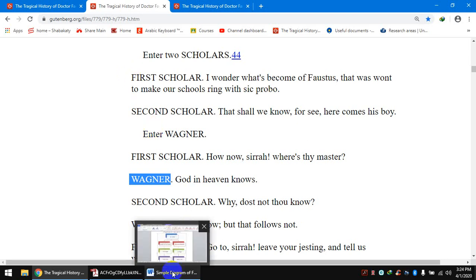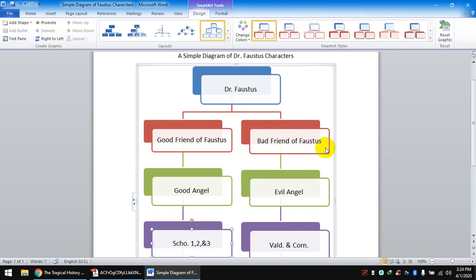I draw here a very simple diagram of Dr. Faustus' character. So here I place Dr. Faustus, and we have here the good friends of Dr. Faustus, and we have the bad friends of Dr. Faustus. By good friends of Dr. Faustus here, I mean the friends who advise him to leave magic and to go back to the way of God, while the bad friends who tempt him will always push him toward studying magic and to be a magician.